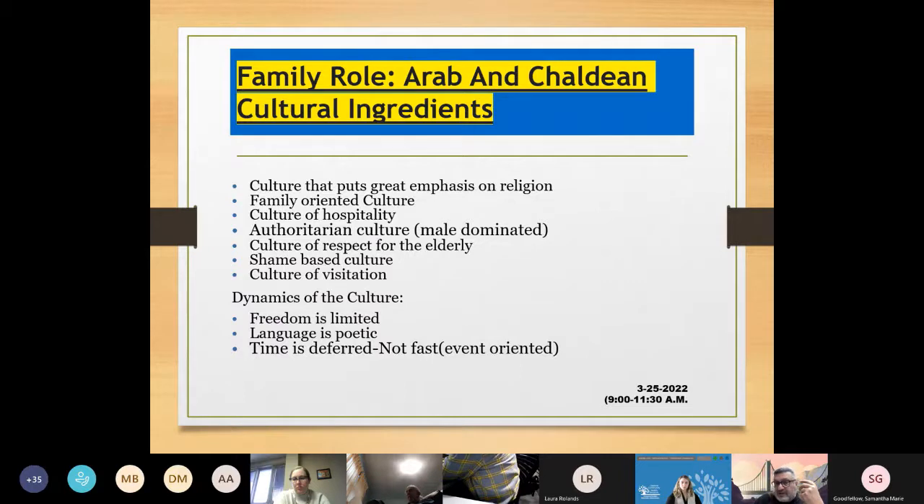Time is deferred. What we mean by time is deferred is that we are more focused on the event. When we get there, we get there. When we leave, so to speak. And this is not really acceptable when it comes to time is money here in the United States. But really, sometimes you might find parents who are not really efficient and time focused in this area.